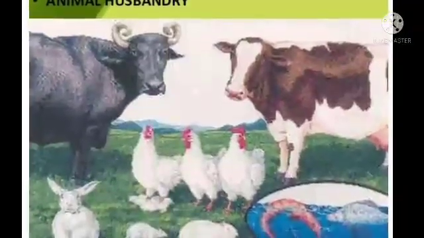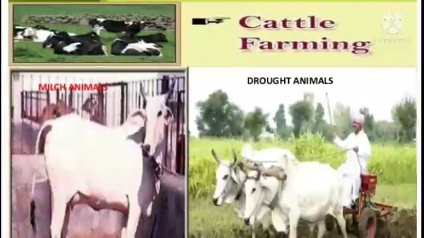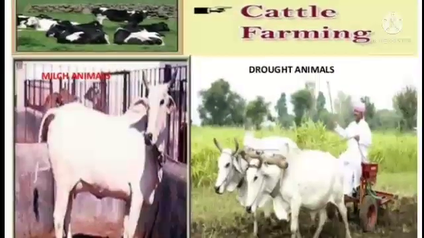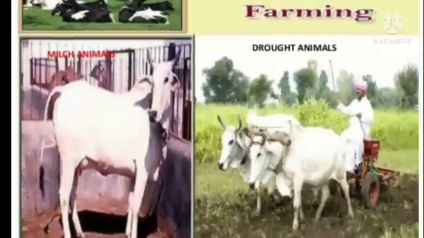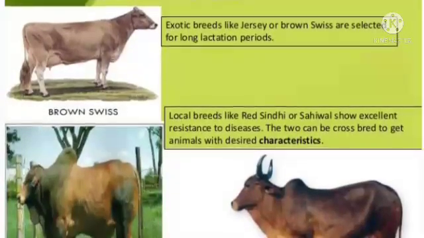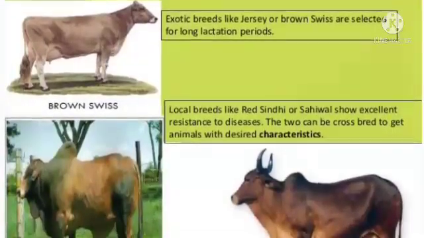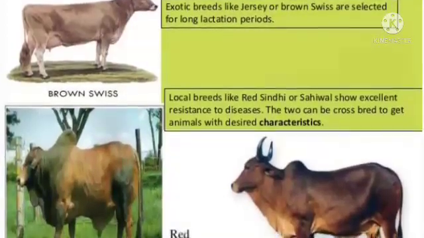Animal husbandry. Then we are going to see about cattle farming. Cattle farming is done for two purposes: milk and draught labor for agricultural work. For increasing milk production, exotic breeds like Jersey or Brown Swiss are selected for long lactation periods.